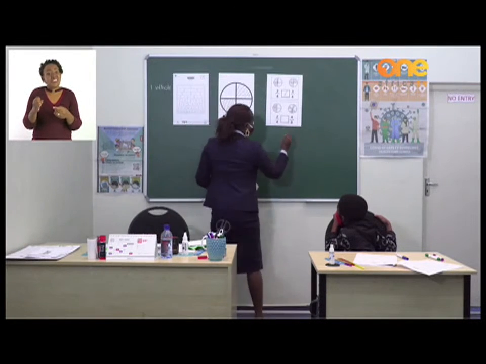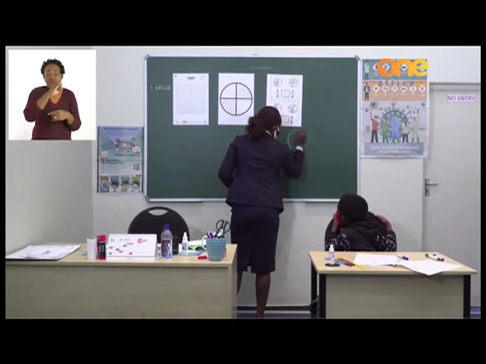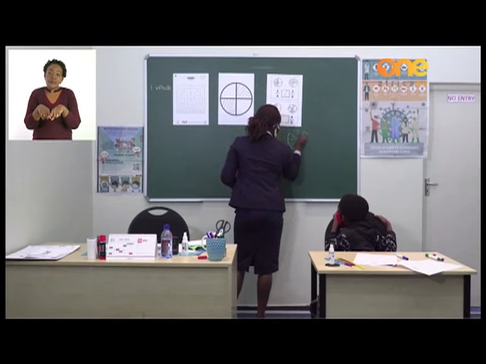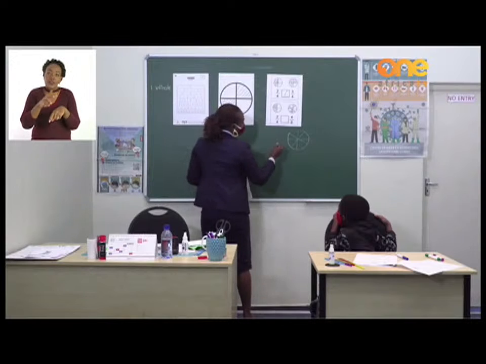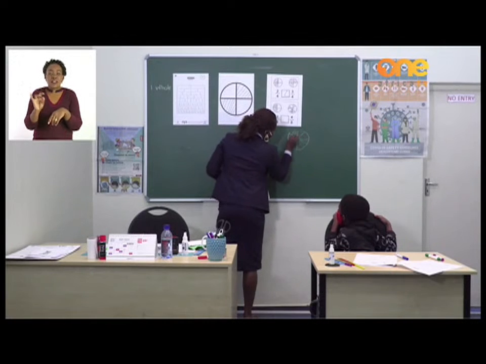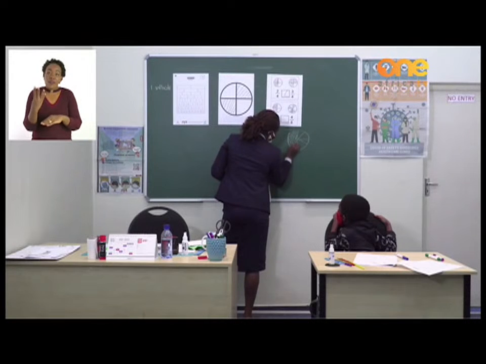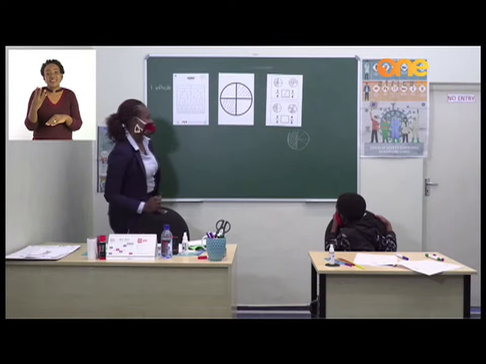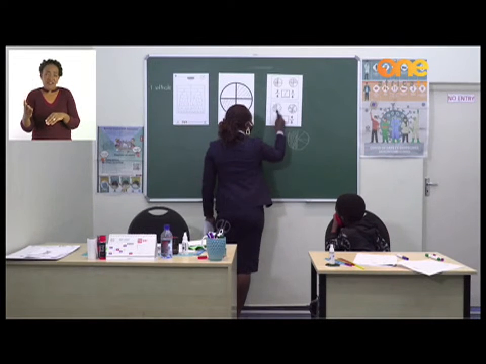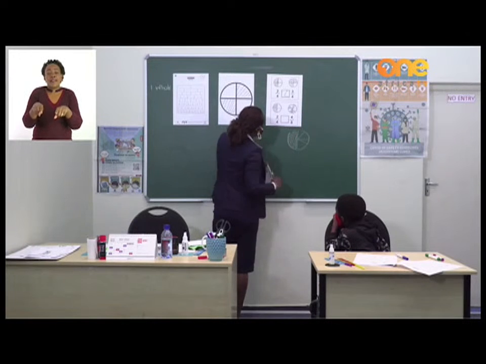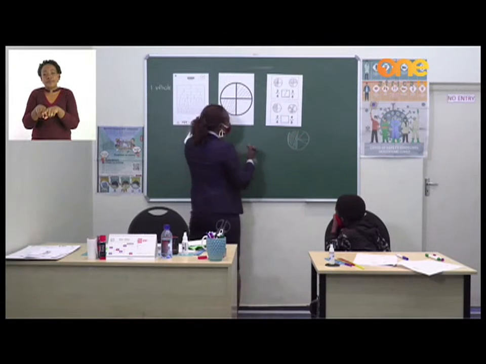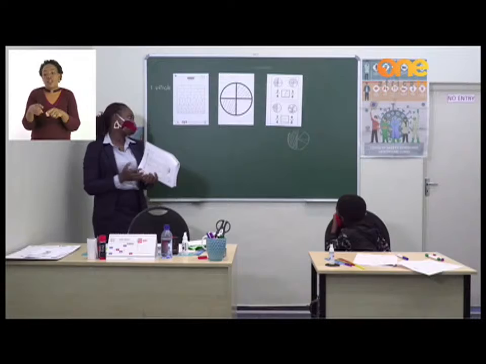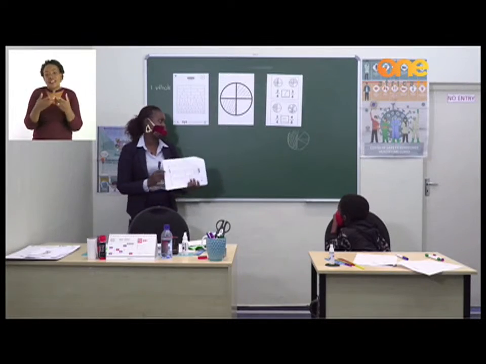Let me draw it again and do it on the same side. 1, 2, 3, 4, 1, 2, 3, 4. So there are 8. If I shade, you see, the 4 pieces will give us the same size as this side. So it's equal. Okay. Thank you very much. That's all about fractions for today.